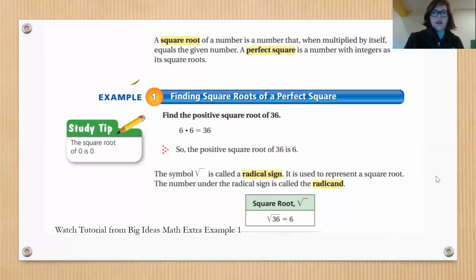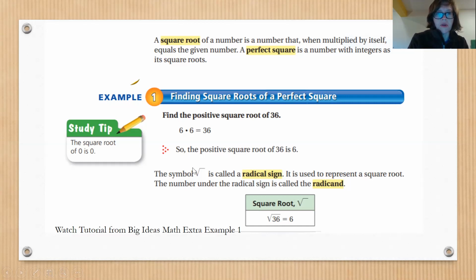All right, so hopefully that helped a little bit with understanding what we mean by square root of a number and a perfect square. So I'm just going to review. Again, the square root of a number is a number that when multiplied by itself equals the given number. A perfect square is a number with integers as its square roots. So here's an example. Example 1, finding square roots of a perfect square. It says find the positive square root of 36. So we know that 6 times 6 gives us 36, right? So the positive square root of 36 is 6, okay?